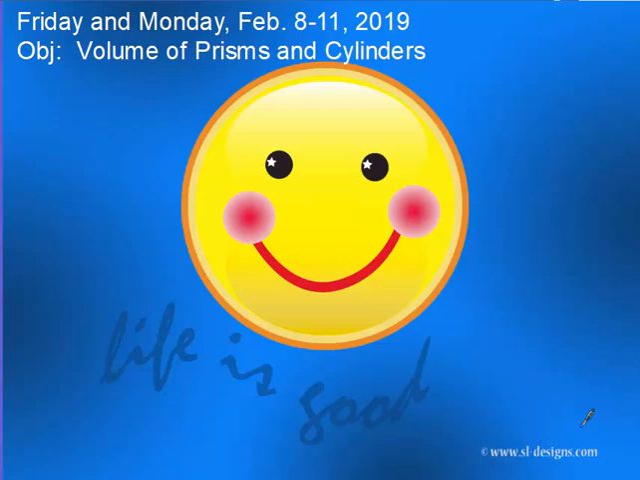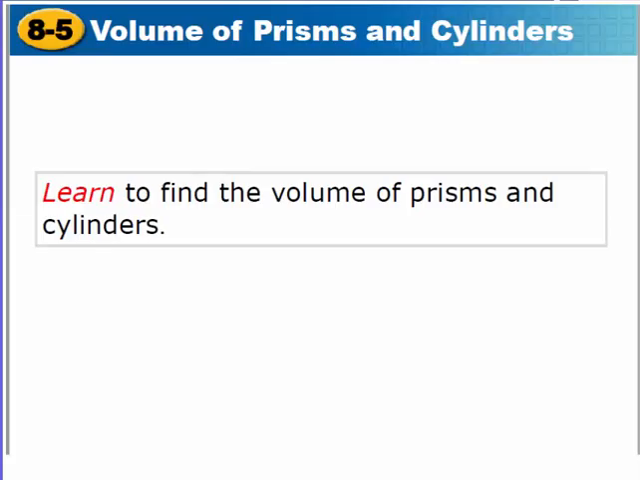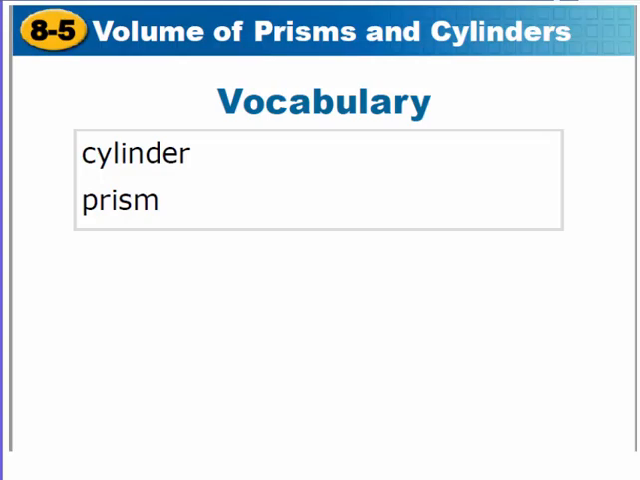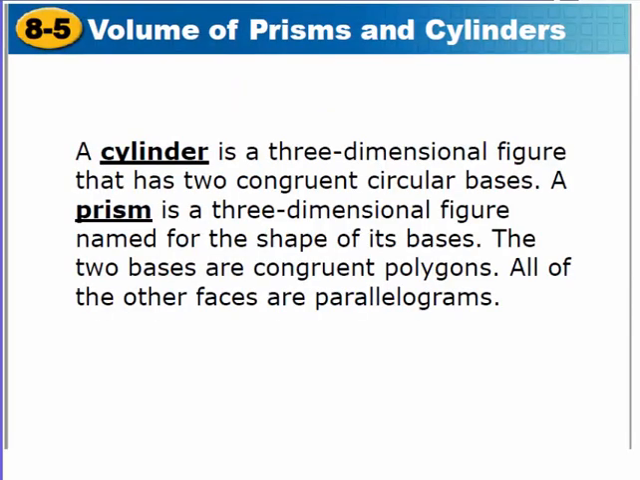Hello class, today we're going to talk about volume of prisms and cylinders. So the thing that we're going to attempt to do today is learn how to find the volume of a prism and a cylinder. So we have two vocabulary words that we need to deal with in this lesson, that is cylinder and prism. And what's the difference between them? Right? And why do we put them in the same lesson?